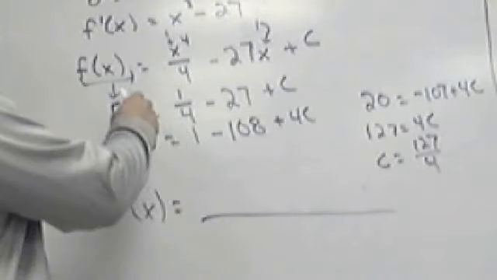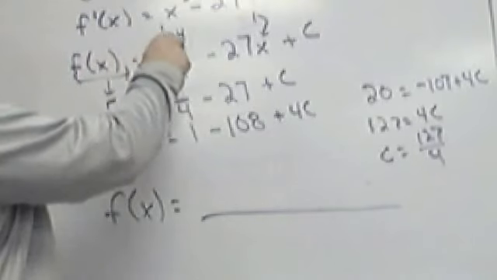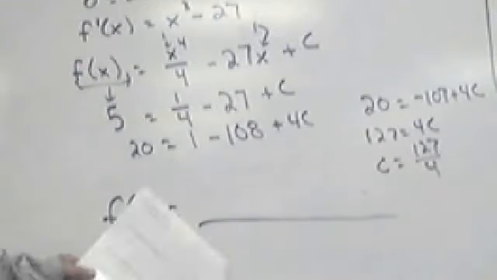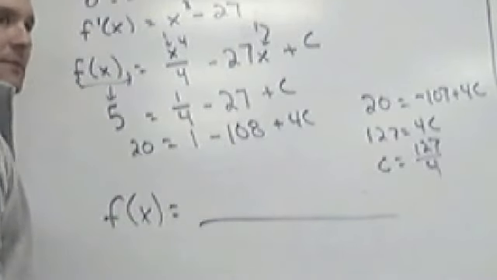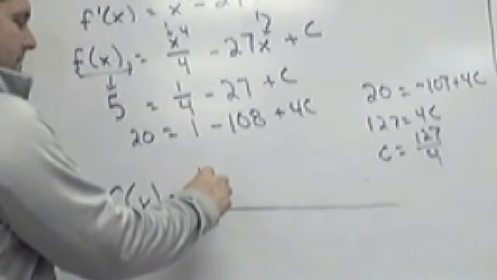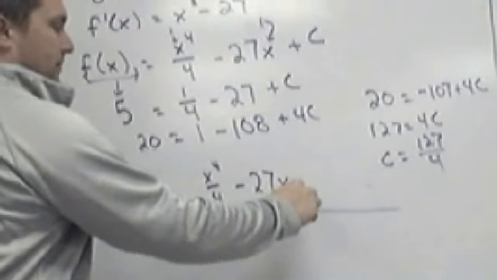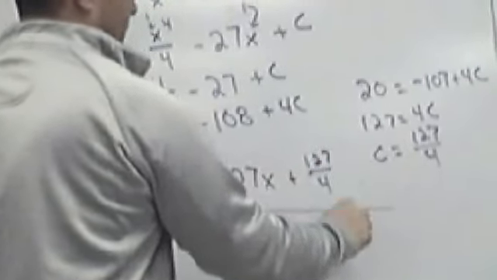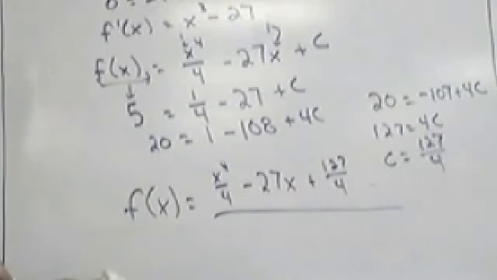Okay, let me go back. 5 equaled, this is what I had when I put in 5 for f of x and 1 for x: 5 equals 1/4 minus 27 plus c, and then I multiplied everything by 4 to get rid of that fraction, so I didn't have to mess with it the whole time. So my final answer for f of x is x to the 4th over 4 minus 27x plus 127 all over 4.